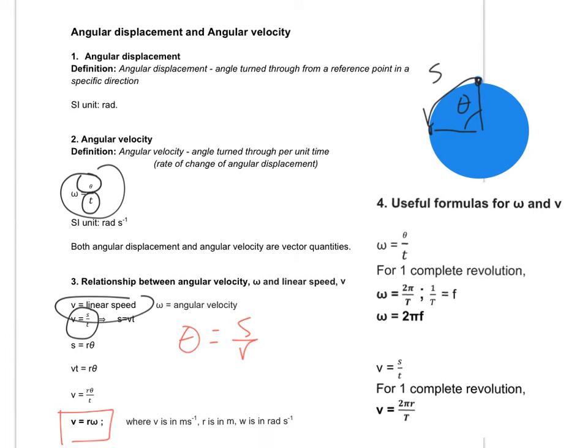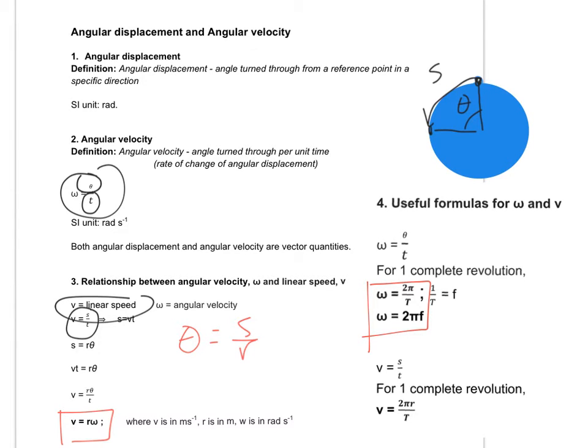Now, there's also another two useful formulas. From this formula of omega equals theta over t, if we consider one complete revolution, that means one complete circle, what is the angle that you cover? How many radians? Because the unit is radians. So you take 2 pi, and the time taken is the period, so you get 2 pi over T. Since your 1 over T is f, you get omega as 2 pi f. So these two formulas you can use for all circular motion.